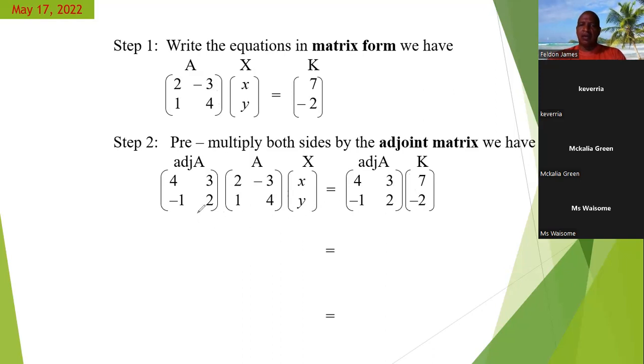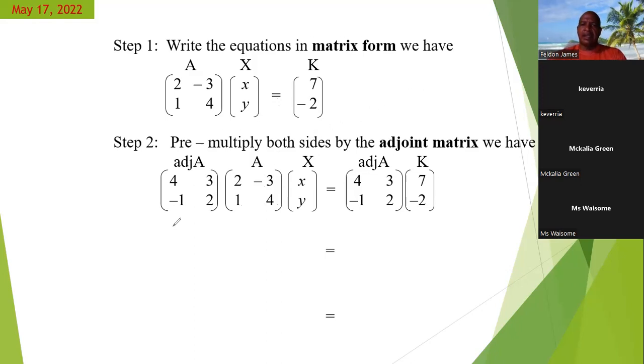Now, remember, when you're doing matrix multiplication, you have to start with the first matrix and the second matrix. You multiply those out to get a matrix. And of course, you are multiplying the adjoint of A by A. So you're expecting to get a diagonal matrix when you multiply these two. Is that clear, guys? Is that clear?